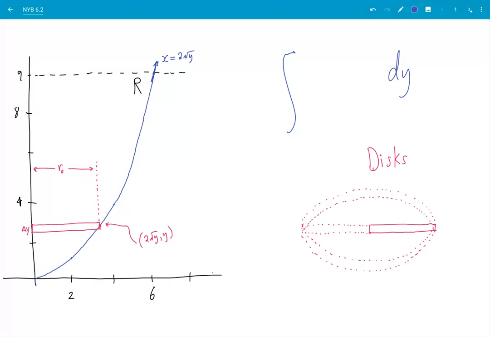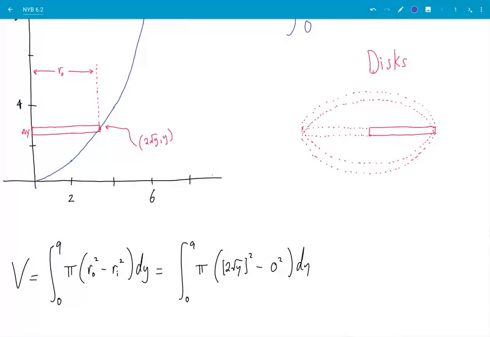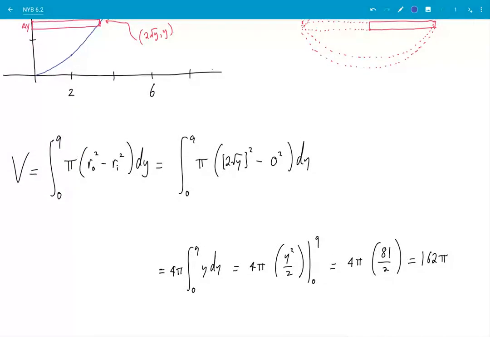Now I'm ready to set up my integral. It's an integral with respect to y. So I'm going from y equals 0 to y equals 9. So I'm going to have a 0 and a 9 here. Same idea as before: outer radius, inner radius. In this case, the inner radius is 0, and the outer radius is exactly the x value of this point here. Not much else to say. You work it out, and you are done.